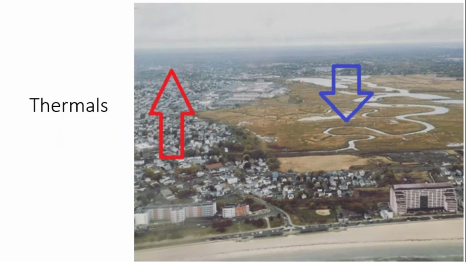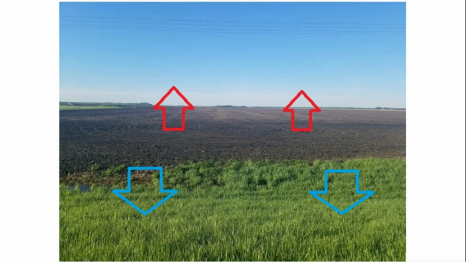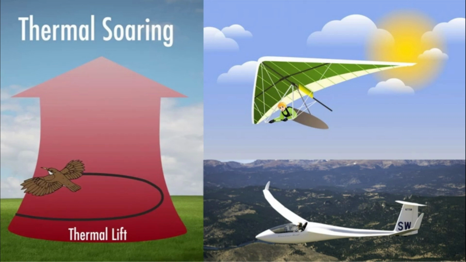Something like this here. Over here where the city is, that's going to get hot and rise. But over here we've got a bunch of water. We've got some wetlands. There the air is going to be sinking. This area to the left would be called a thermal or a thermal updraft. This field, the black part of the field is going to get hot because it's black. And that's going to make the air over the field rise. That would be an example of a thermal or a thermal updraft.